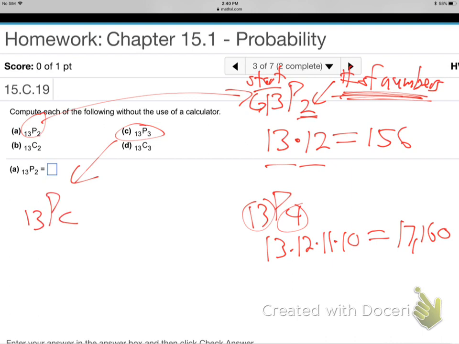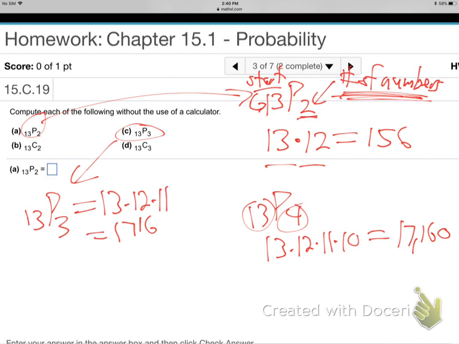So let's try the one right here, 13P3. Can you do 13P3? So that's going to be starting at 13. You go down one every time. It's like factorial, where you go down one every time. Three numbers. So whatever that is, that's 1716. We good?